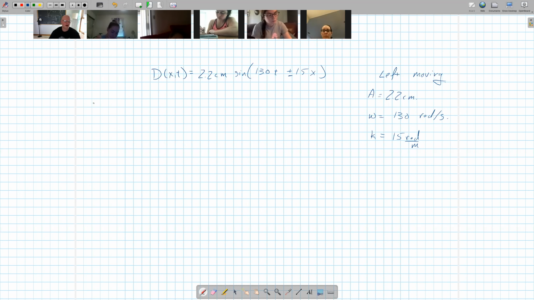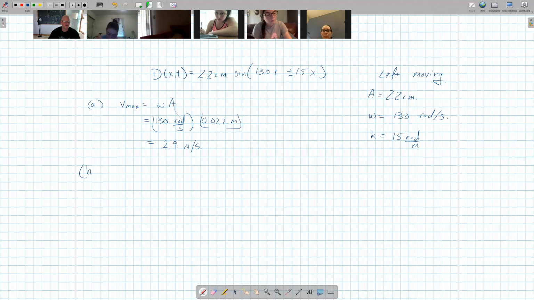Okay. So for part A, what we want to know is what is the maximum transverse velocity? Well, going back to harmonic oscillation, that's simply equal to the angular frequency times the amplitude. So from here, we know the angular frequency is 130. We know the amplitude is 2.2 centimeters. So that's equal to 130 radians per second times 0.022 meters, which works out to be 2.9 centimeters. Or sorry, meters per second.